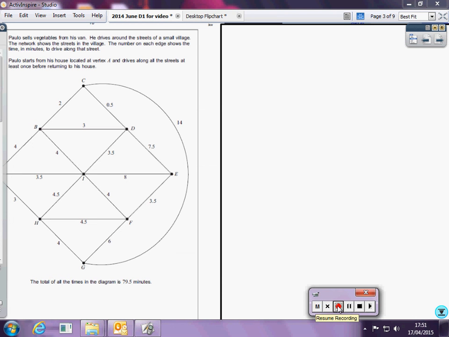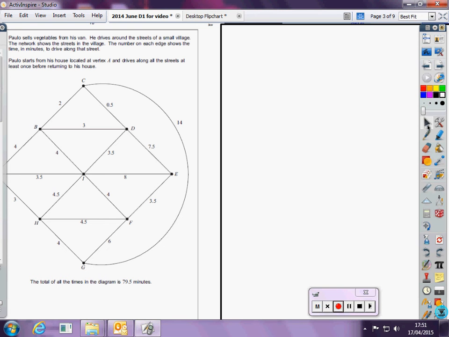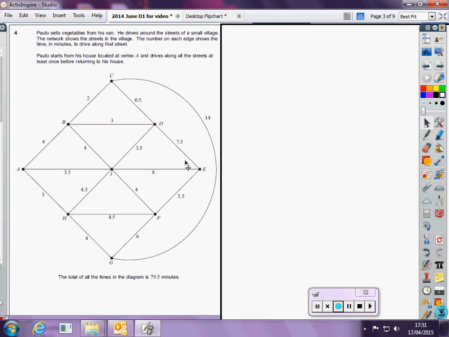Okay, June 15, question 4, no, 4.3, which is Paolo selling vegetables, and he is after selling from the van. He wants to drive around every single street, and that's his problem. He wants to drive around every single street, it's question 4, and get back as quickly as possible. So this is a Chinese postman problem.